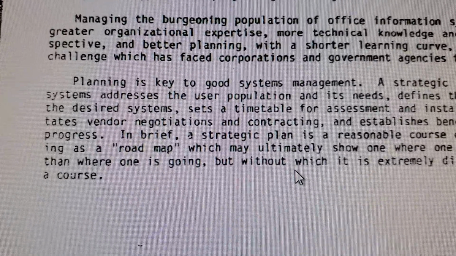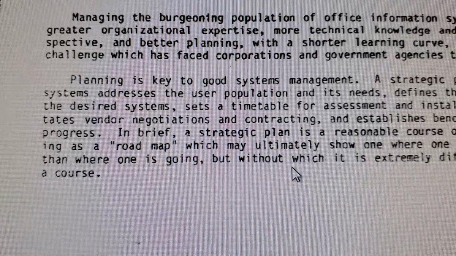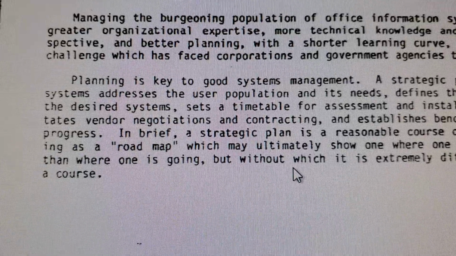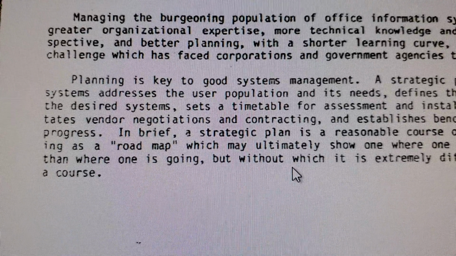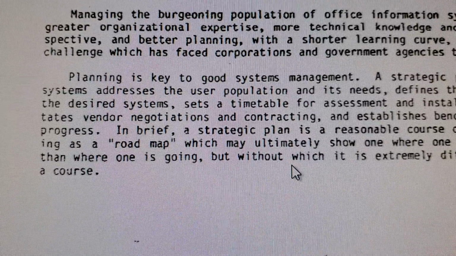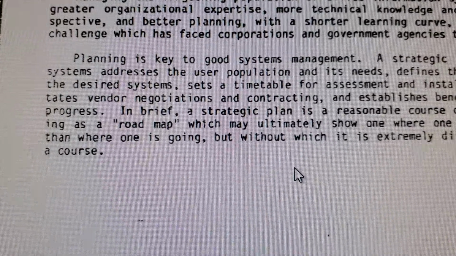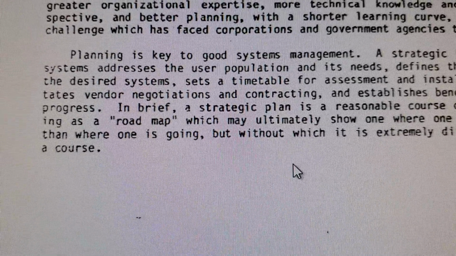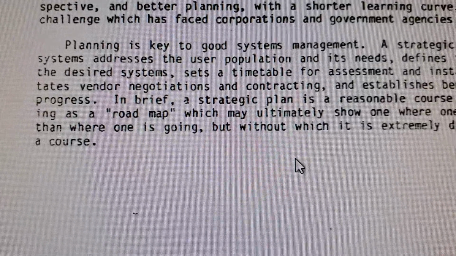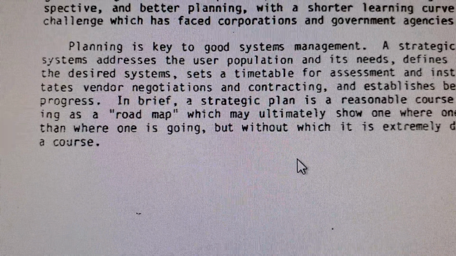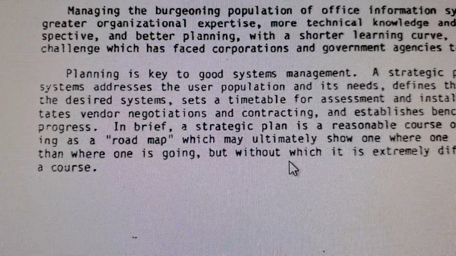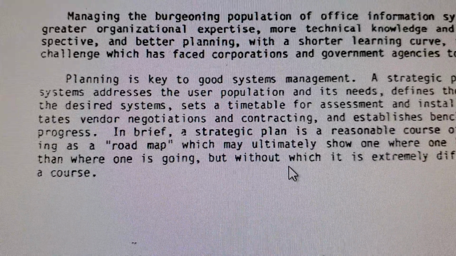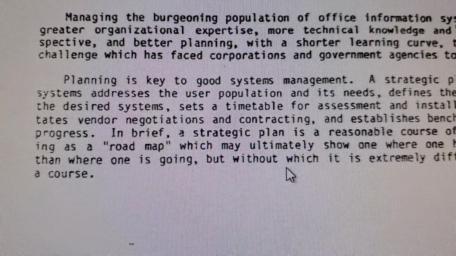Okay, so planning is key to good systems management. The strategic plan for office systems addresses the user population and its needs, defines the parameters of the desired systems, sets a timetable for assessment and installation, facilitates vendor negotiations and contracting, and establishes benchmarks to track progress. In brief, a strategic plan is a reasonable course of action, serving as a roadmap, which may ultimately show one where one has been better than where one is going, but without which it is extremely difficult to chart a course.